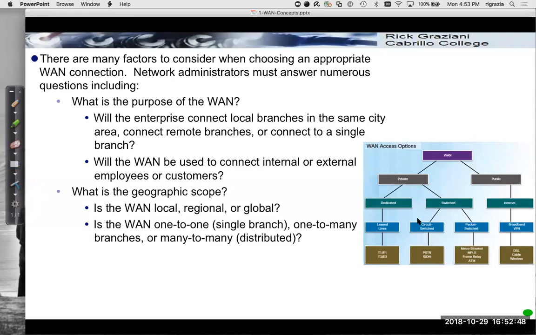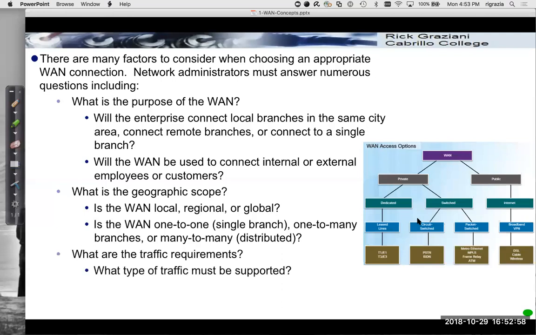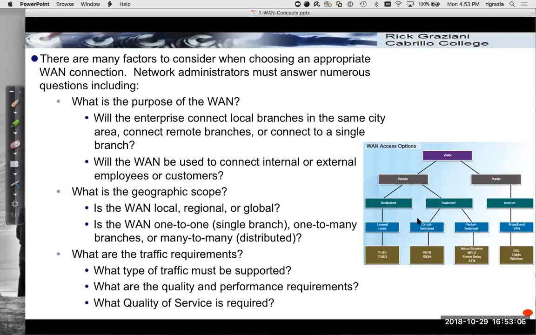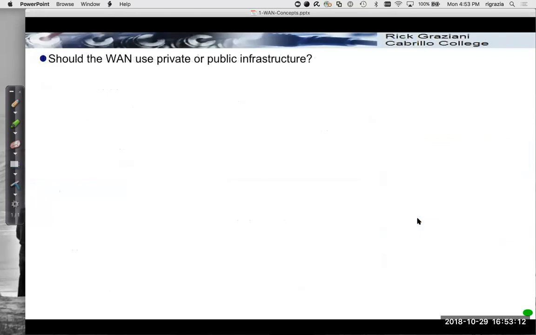Is this a WAN one-to-one single branch, or one-to-many, or distributed? What are these connections going to look like? What's available in all these different areas? What are the traffic requirements? What type of traffic must be supported? What are the quality and performance requirements? Do we want quality of service? Do we want to be able to prioritize certain kinds of traffic?